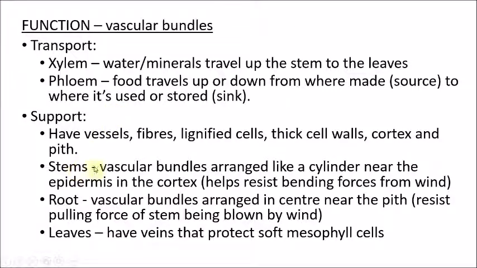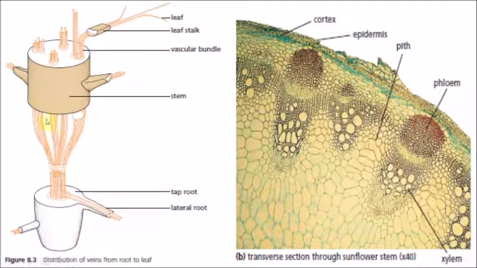In the stems, the vascular bundles are arranged like cylinders near the epidermis, near the edge. And so if it's windy, these, because they're near the edge, are going to provide support against the plant bending. As the vascular bundles come towards the center of the roots, this is going to provide support for when the plant is tugged on, and it enables the root to have more support from the pulling forces of the plant being tugged from above the soil level.